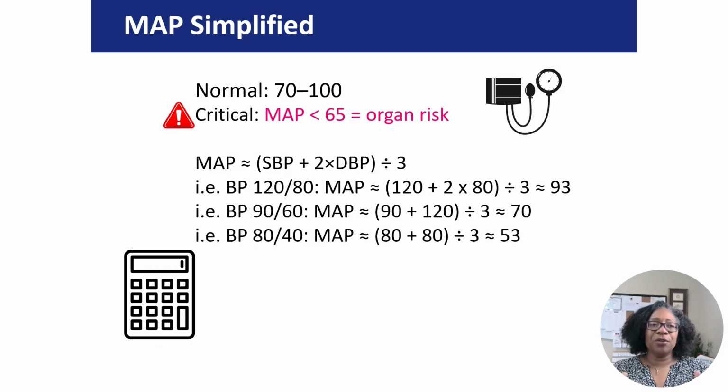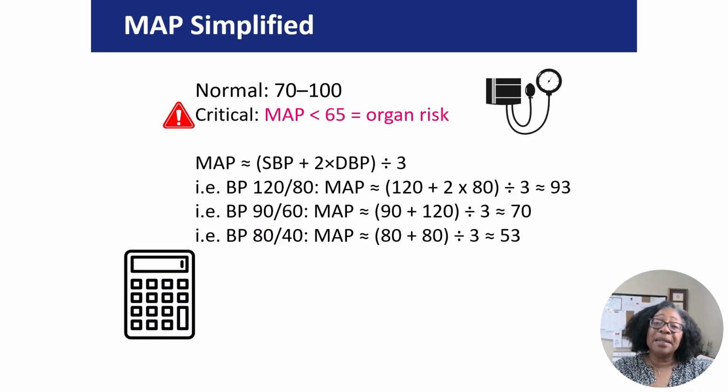Okay, let's do another one. If your patient's blood pressure is 80 over 40, okay, and you're trying to calculate the MAP, you would take that diastolic blood pressure, multiply it by 2, which will give you 80. Then you add it to the systolic blood pressure, which is 80. Then you take that number, divide it by 3, and you'll get approximately 53. It's like 53.3333, but 53. So that 53 is less than 65. So that's letting you know that your patient is in the danger zone.